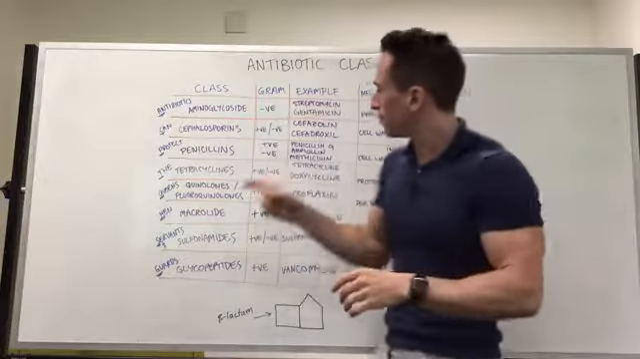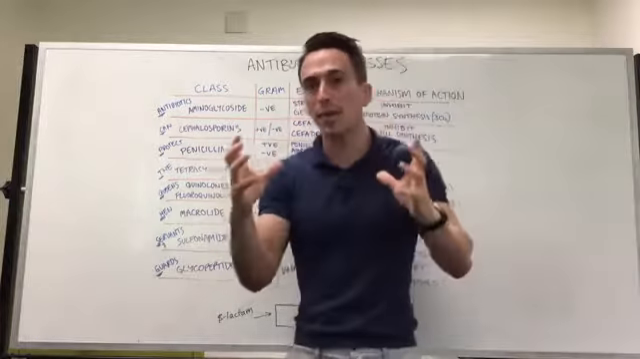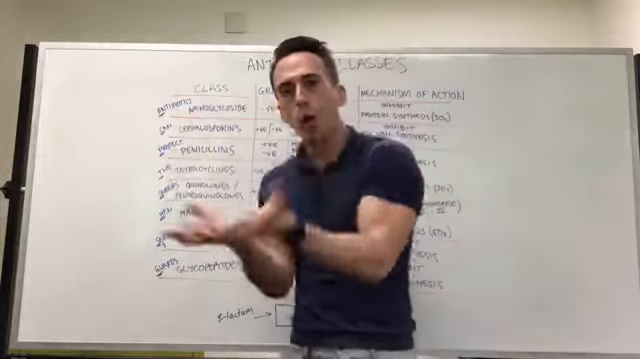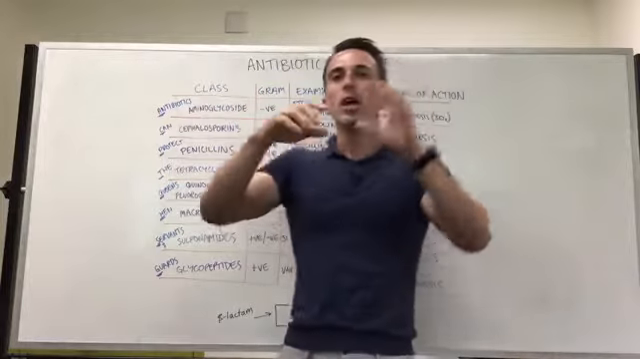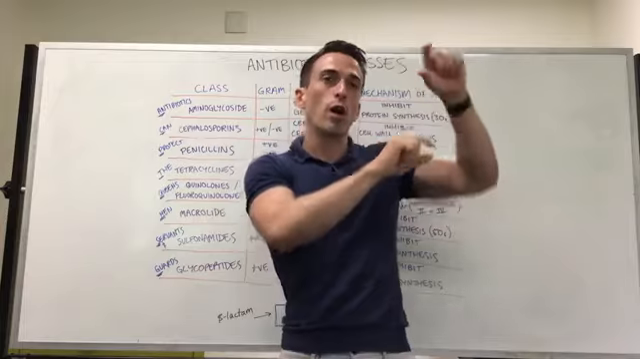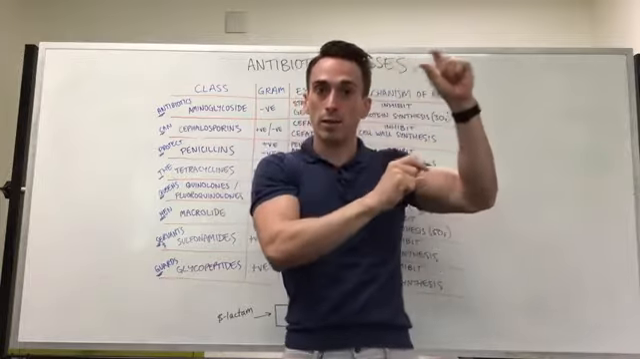Now the thing is this, penicillin G is a very big antibiotic, and when you compare gram-positive to gram-negative, gram-negative bacteria have two phospholipid bilayers around them, okay?